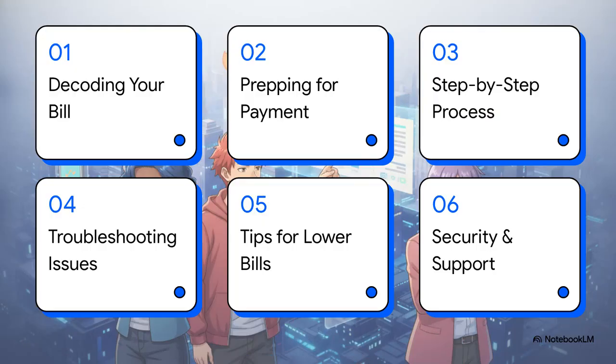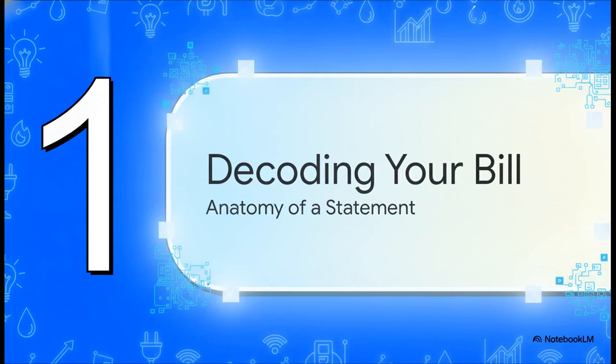All right, here's our quick roadmap for today. We're covering 6 key areas: decoding your bill, prepping for online payment, the step-by-step payment process, troubleshooting issues, pro tips for lowering your bills, and finally, security and support. So, let's dive right into Section 1, decoding your utility bill and understanding the anatomy of your statement.